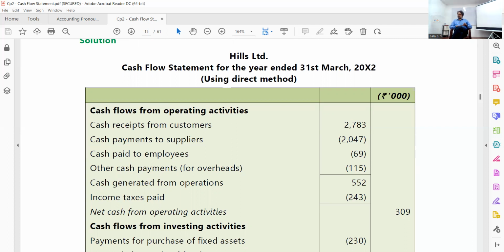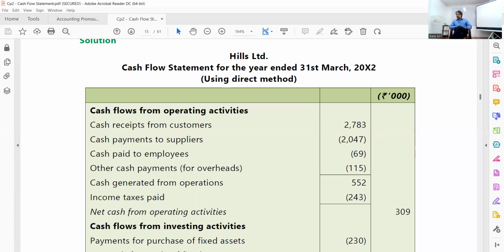2047. Next, cash paid to employees, again in brackets. How much? 69. Next, other cash payments for overheads, 115 in brackets. Next, cash generated from operations, 552. See, you have to write that. After minusing all these, you write cash generated from operations.